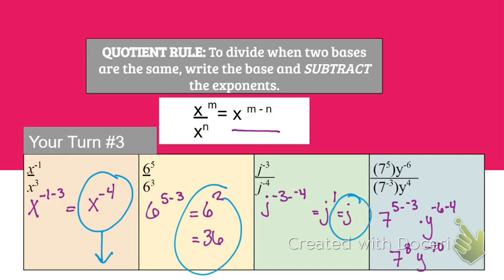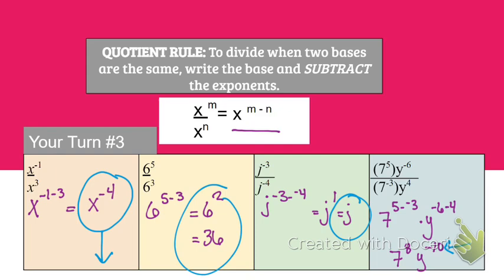For the last one, split it up into two mini problems. Work with the 7's first. 5 minus negative 3 is 8, so we have 7 to the 8th. And then work with the y's next, so negative 6 minus 4 is negative 10. Again, we're going to learn how to deal with that negative 10 shortly, so we would like to simplify this further in the next section to get rid of that negative in the exponent, but for now that's okay.